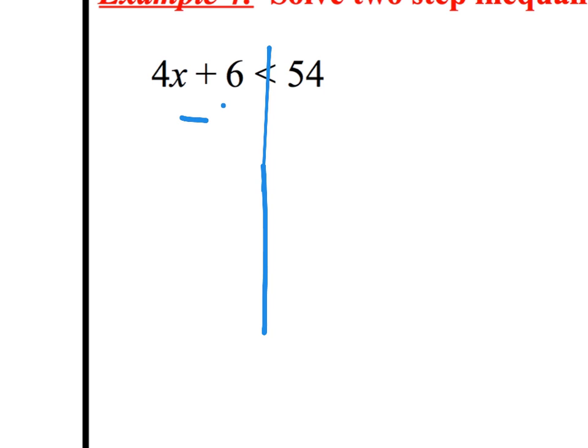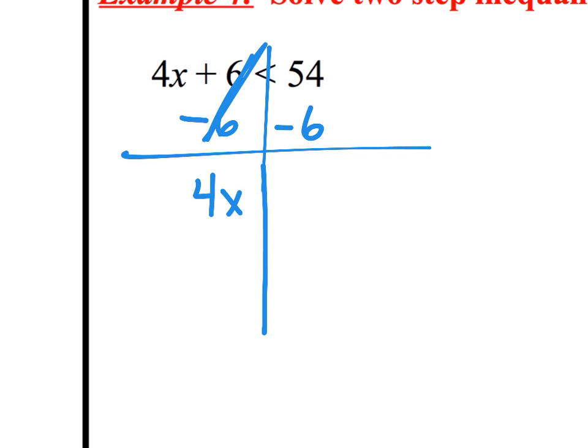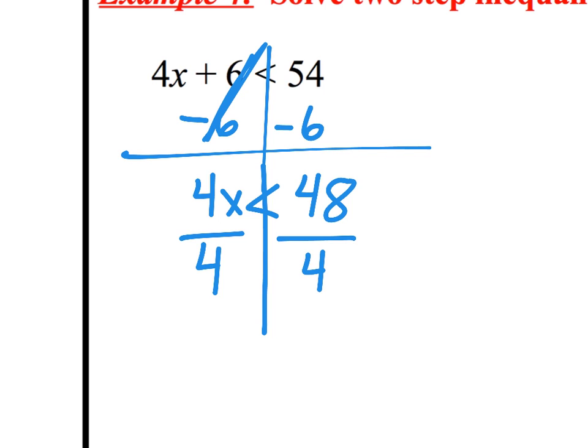So we're going to subtract 6. 6 minus 6 is 0. So now it's 4x is less than 48, if I subtract those. Since we're done with our addition or subtraction, now we divide by 4, because that's multiplication when I see a number right next to a variable. You guys know what 48 divided by 4 is? 12. X is less than 12 is your answer.